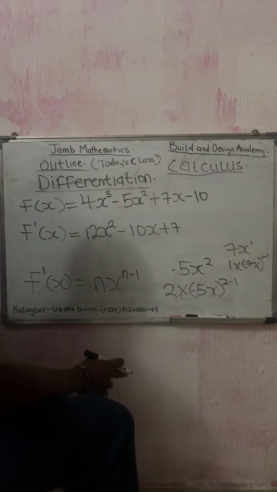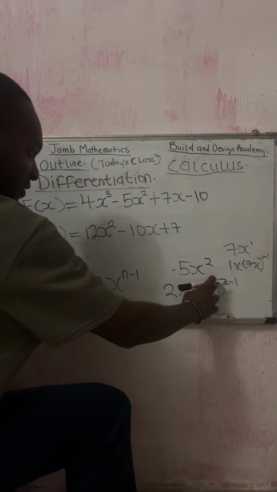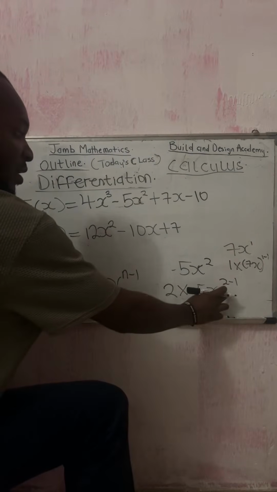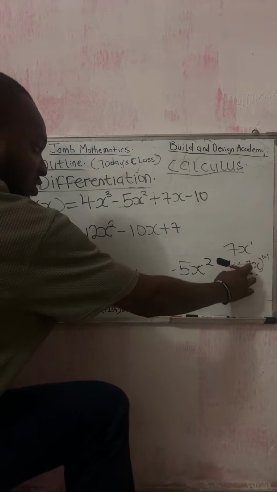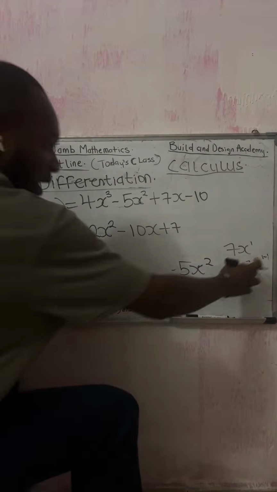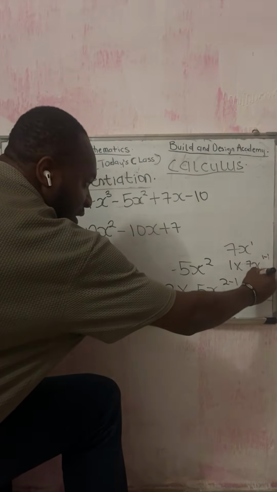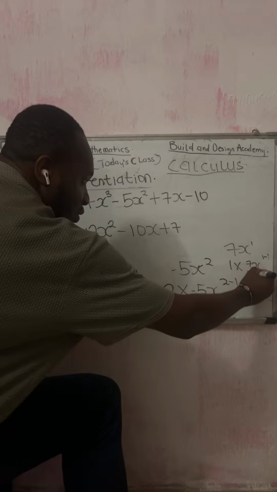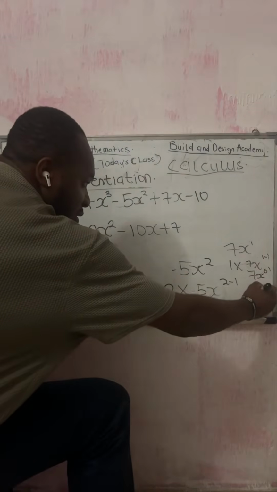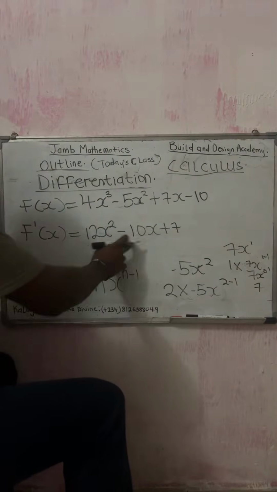So now, let's assume we remove this bracket so that the power will affect only x. So x raised to the power 1 minus 1 is what? 7 times x raised to the power 0. And x raised to the power 0 is the same thing as 1. So 7 times 1 will be what? 7. So we are left with 7. Here, we have gotten minus 10x.